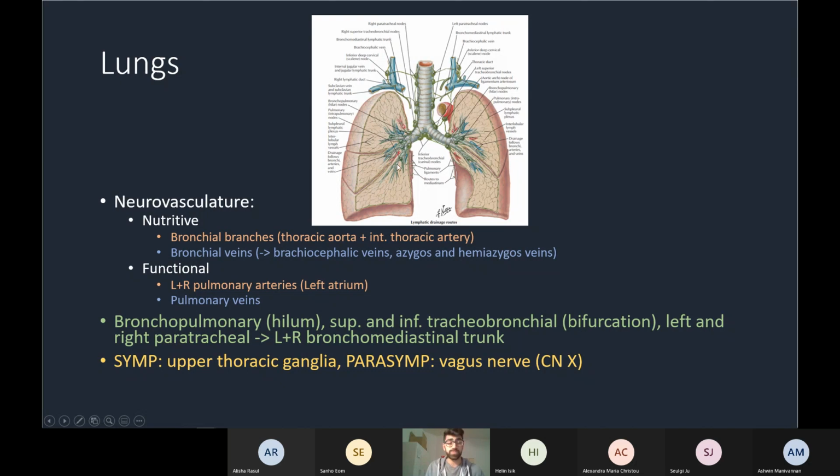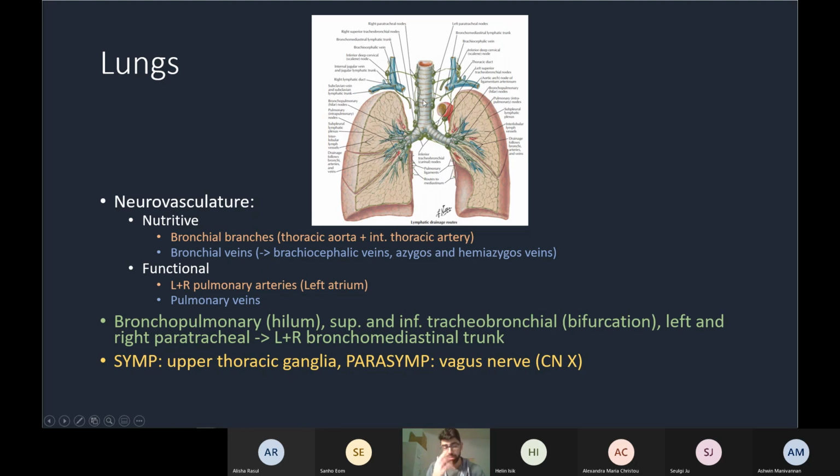At the hilum, we have a group of lymph nodes called the bronchopulmonary nodes. At the bifurcation, we have the superior and inferior tracheobronchial nodes. Hopefully the naming helps, because we know this is the interface between the trachea here and the bronchi, the next structure along. Then we have the left and right paratracheal nodes. These are quite self-explanatory. We mentioned this before: either side of the trachea, we have paratracheal lymph nodes. And these will all drain into the venous angles you can see here.